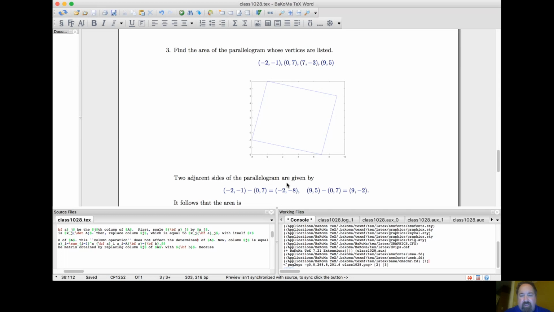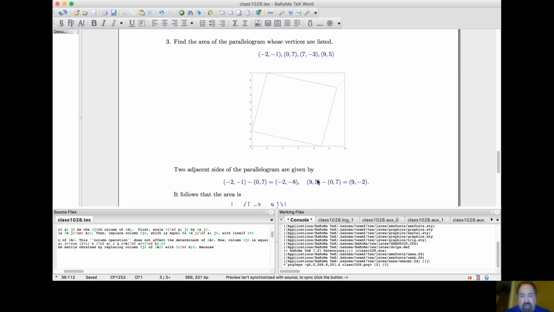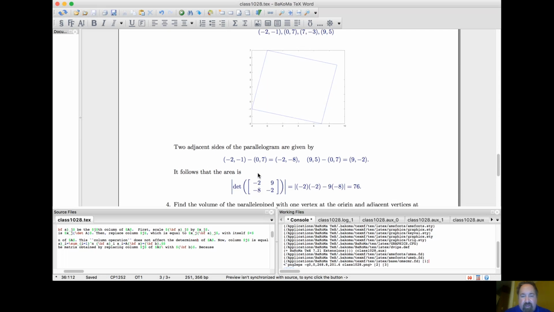So now I take these vectors that define adjacent sides of a parallelogram, again by subtracting a common vertex, and I put them in a matrix. So minus 2, minus 8 is the first column, 9, minus 2 is the second column. Then all I got to do is take the determinant of this matrix and take the absolute value, and that's my area.